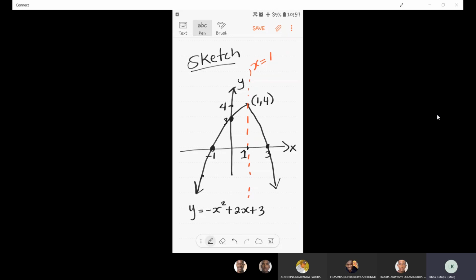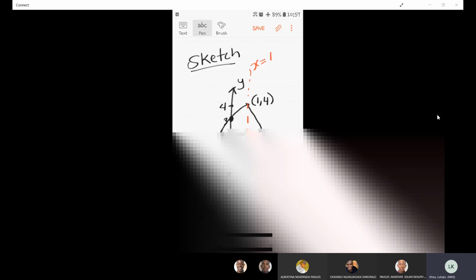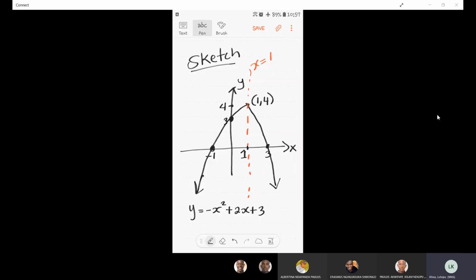Get all your marks like that. So I need to see the x and y axis clearly labeled. I need to see the roots or the x-intercepts clearly labeled, the y-intercept clearly labeled, the maximum turning point or the minimum turning point clearly labeled, and then this line in red, your axis of symmetry, clearly drawn and labeled. Then it's fine. Do we have any questions on that one?